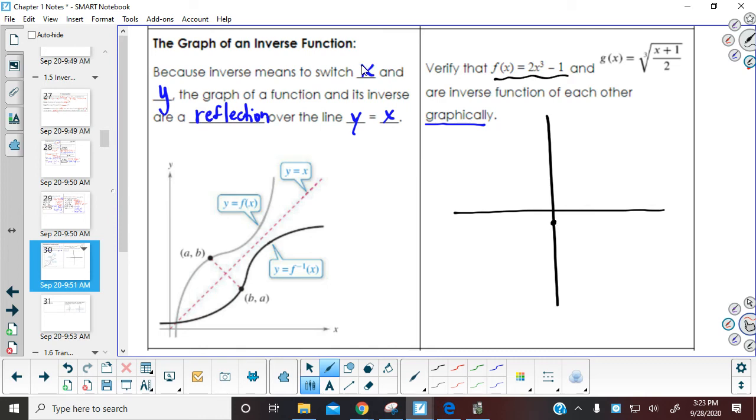Okay, so it's been shifted down one unit. It's your cubic function, so it kind of looks something like this. Again, you go to Desmos or your graphing calculator and type that in. You're going to see something similar to that. The key here is we have 0, negative 1.